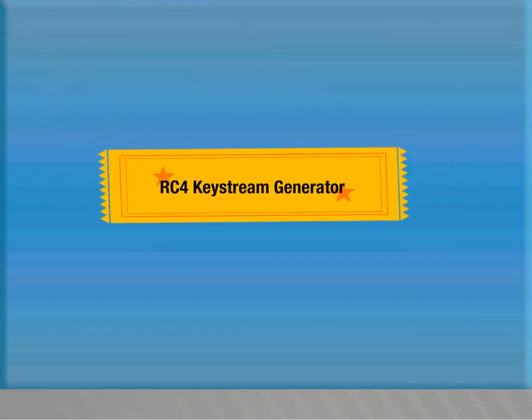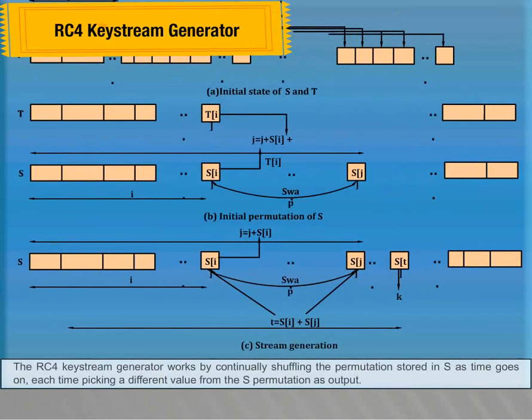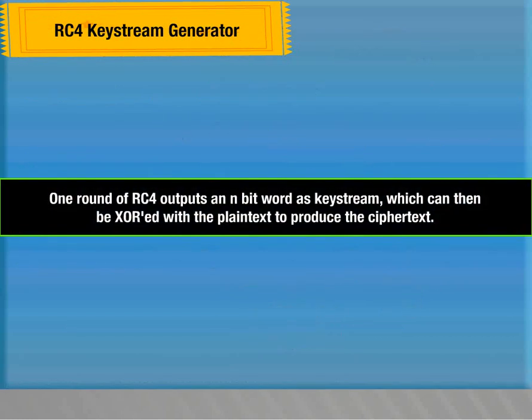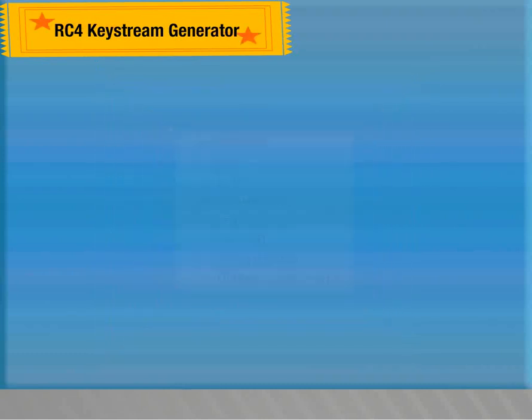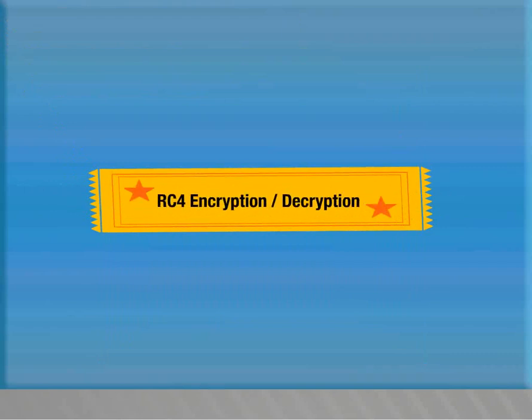RC4 key stream generator. The RC4 key stream generator works by continually shuffling the permutations stored in S as time goes on, each time picking a different value from the S permutation as output. One round of RC4 outputs an n-bit word as key stream, which can then be XORed with the plaintext to produce the ciphertext. Initialization, generation loop, RC4 encryption or decryption.